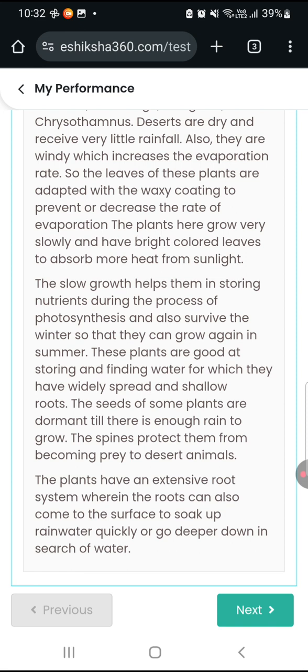The plants have an extensive root system wherein the roots can also come to the surface to soak up rainwater quickly or go deep down in search of water.